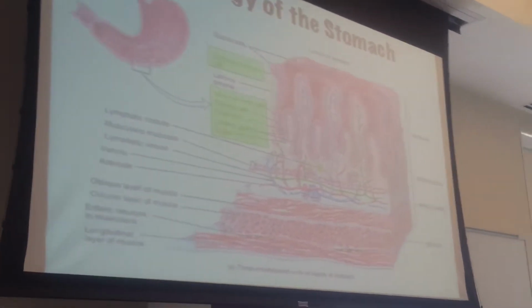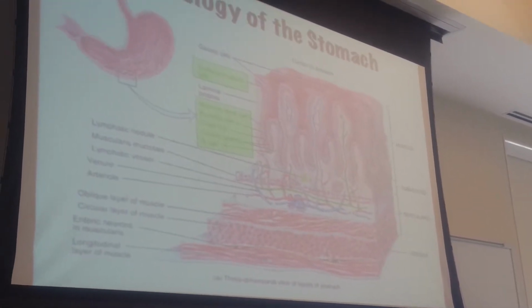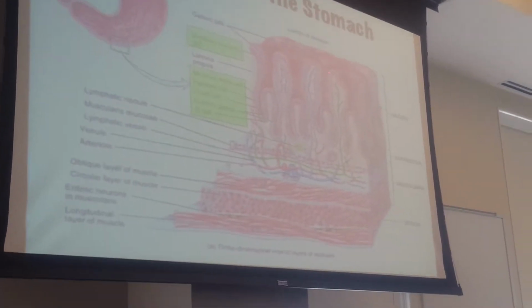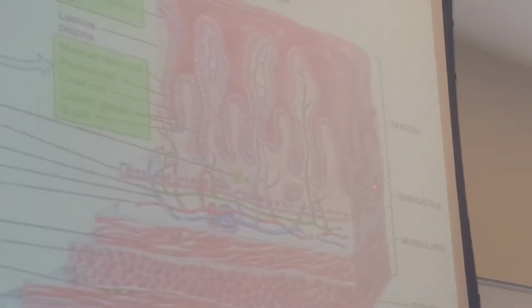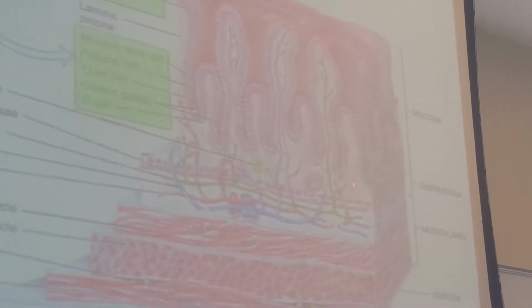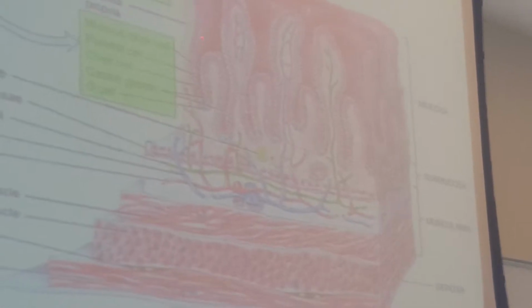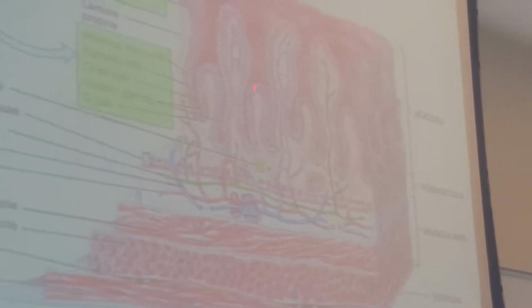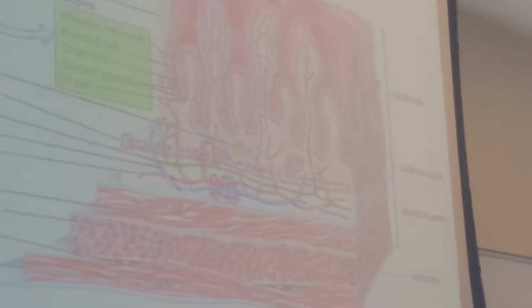This is the lumen of the stomach. This is the mucosal layer here, and this is the submucosa. This is the lamina propria, where all the vessels are. You can see here these deep folds in the mucosal layer, again increasing surface area.